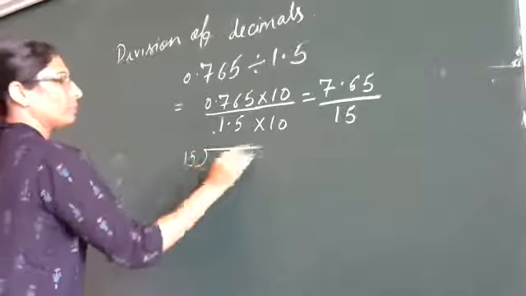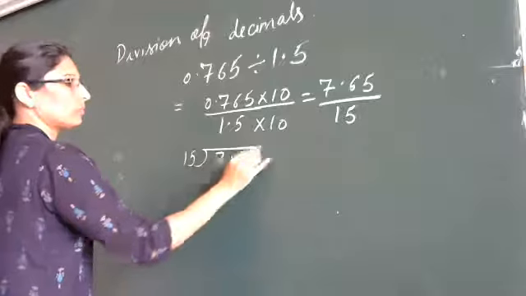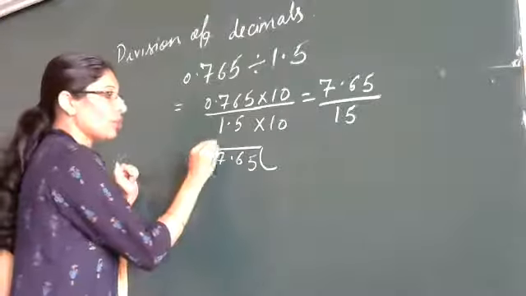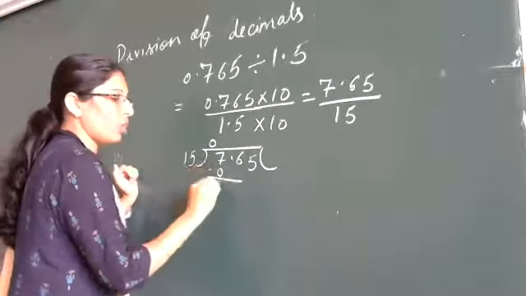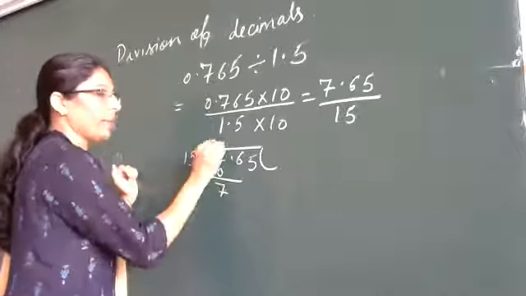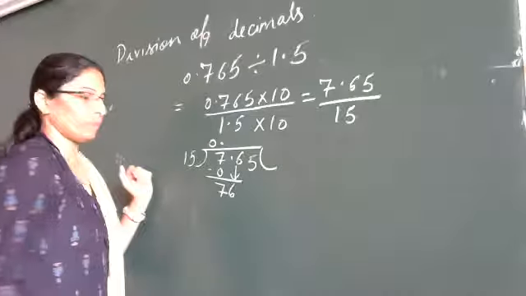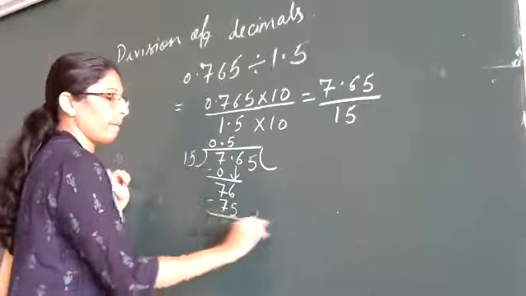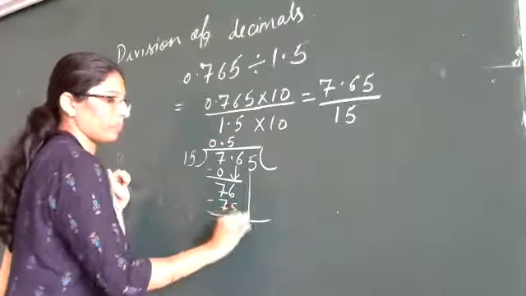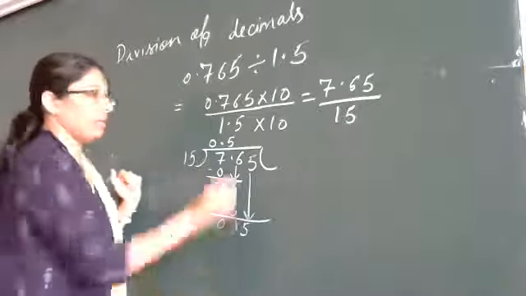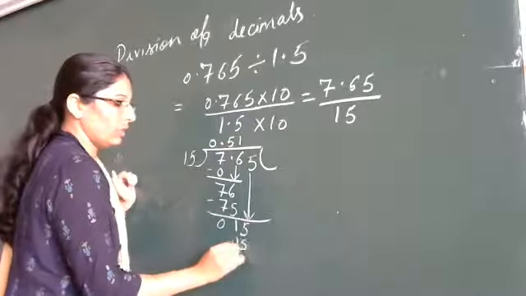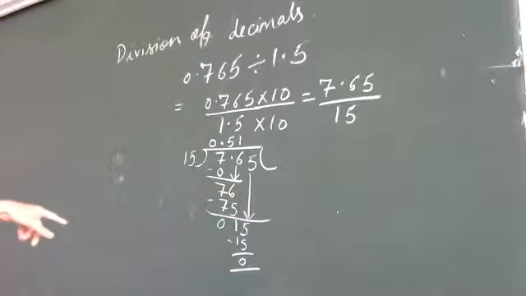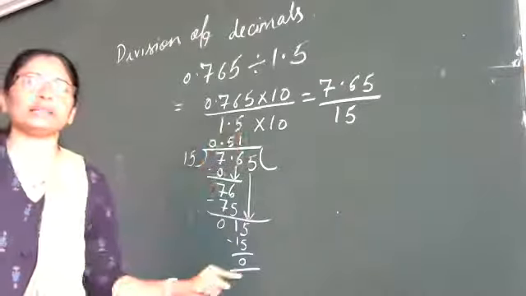So divide it. Here 7 is there. So 0, 0, 0. So 7. And this point will go up. And 6 will come down. 15 fives are 75. 15. Yes. So the answer is 0.51. Okay, understood the method?